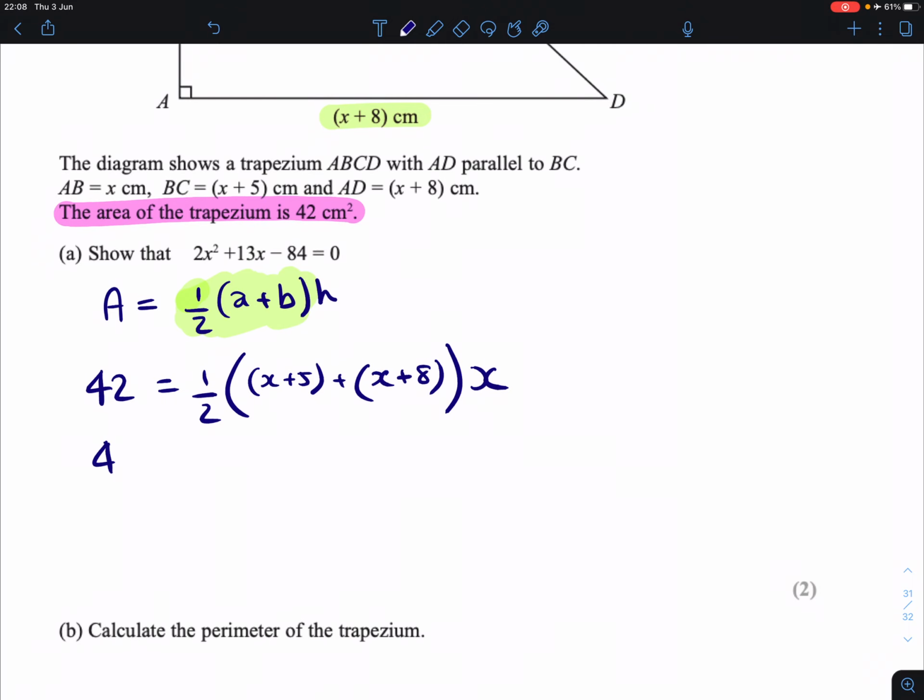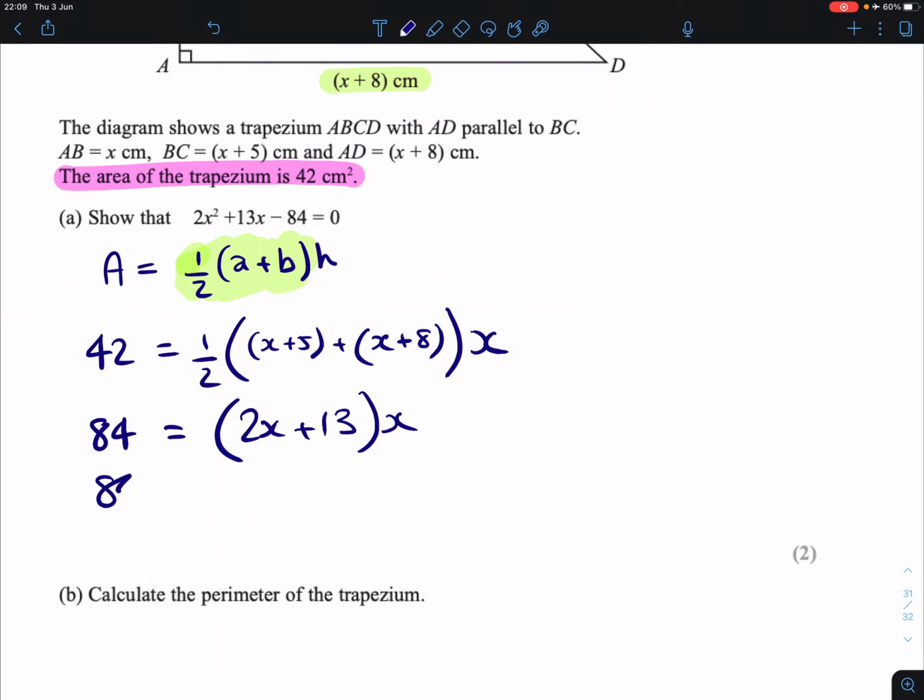Tidying up what's inside that bracket. Actually before that, it's personal preference, I don't like the fact that we've got a half there, so I'm going to double both sides just to make it so that that half is gone. And then inside that bracket we're going to have an x plus an x for 2x. We're going to have a 5 plus an 8 for 13, and then we've got an x on the outside.